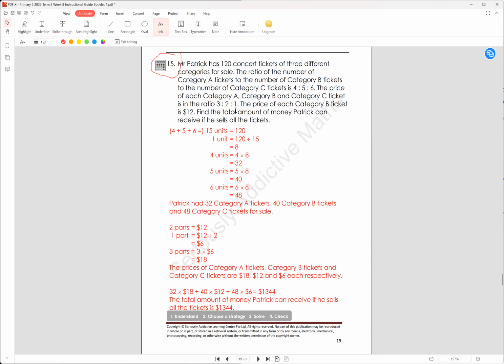So cat B is 12. Then you have to calculate the price of cat A, right? So find out, if 2 units equals 12, 3 units will be equal to $18.